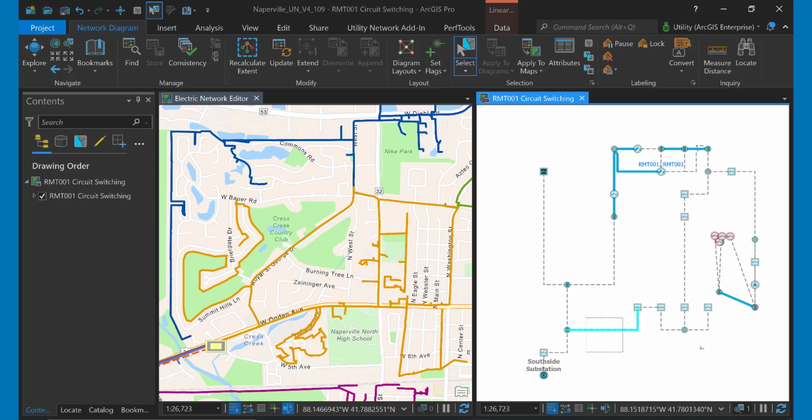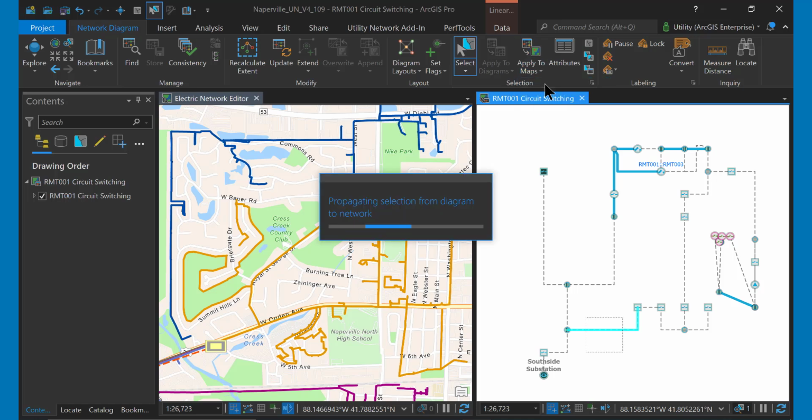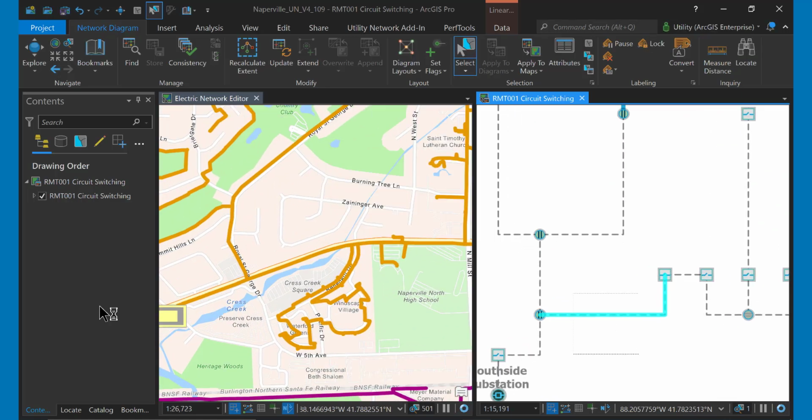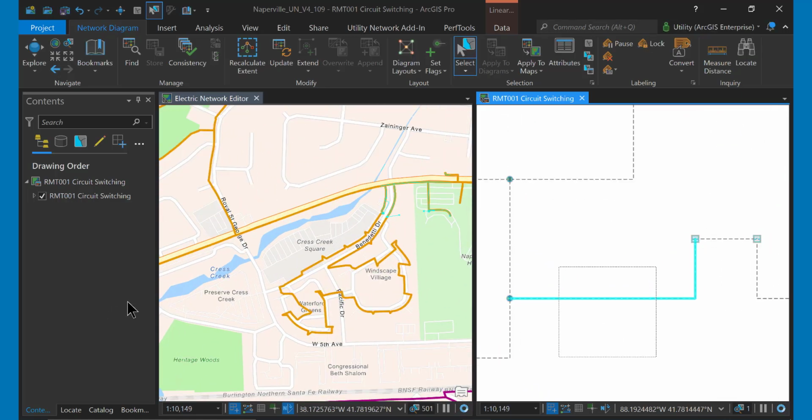For example, if I select a piece of my schematic on the diagram, I can then apply that to my map. So what I'm doing here is I'm propagating the selection from my diagram to my electric network editor map. And as we can see, we're now able to view all of the assets that are part of this single line on our diagram versus what it looks like in the map.